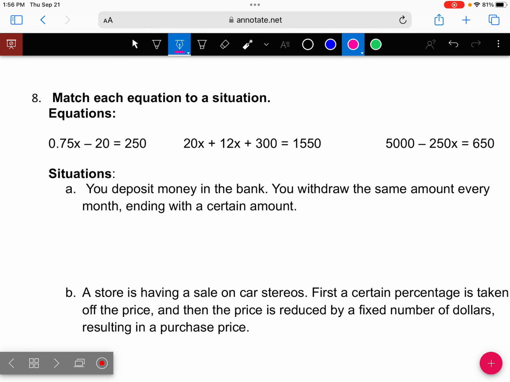So we're going to put some money in the bank. We're going to start with an amount, and you're going to withdraw the same amount every month. So withdraw is going to be which operation? Subtraction. So I can tell already it is not that middle guy. I'm going to name these just so we talk about them. So A, B, and C. So I can tell right away it is not B. B only has plus signs.